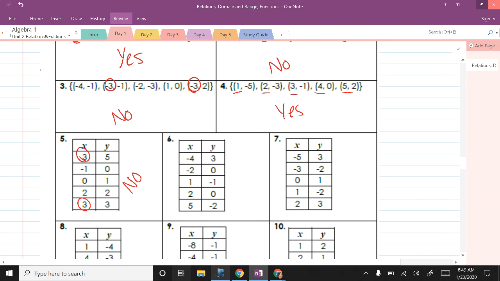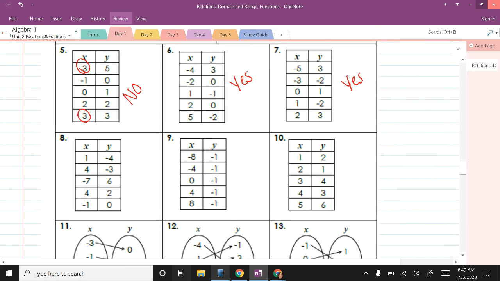So what do I say for number 5? No. What about number 6? They're all different, so we say yes. Number 7. Yes, they're all different. So if the x's are all different, you say yes, it's a function. What about number 8? No, 4's repeat. Not a function.